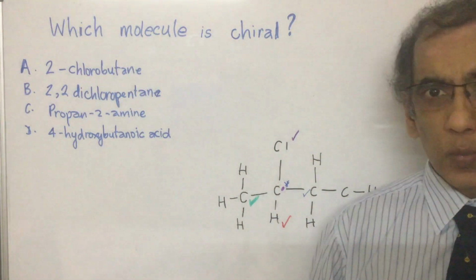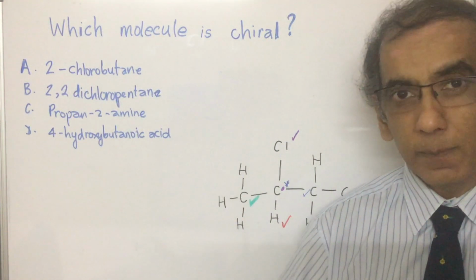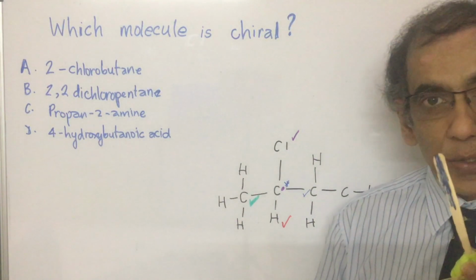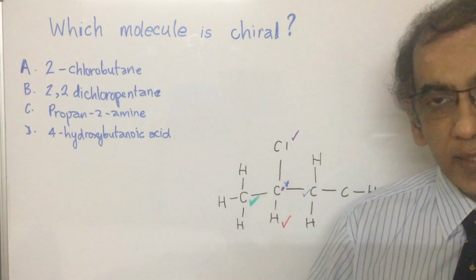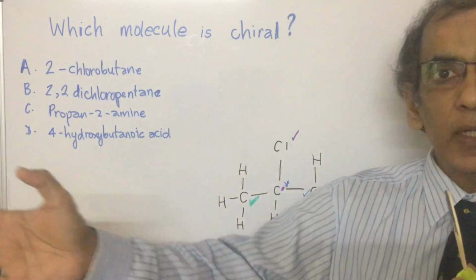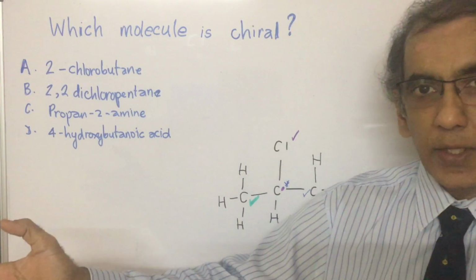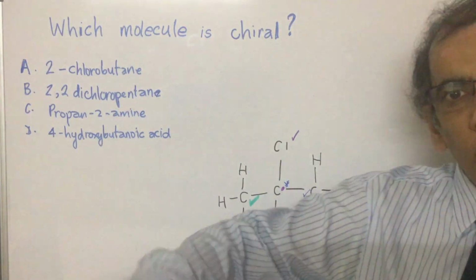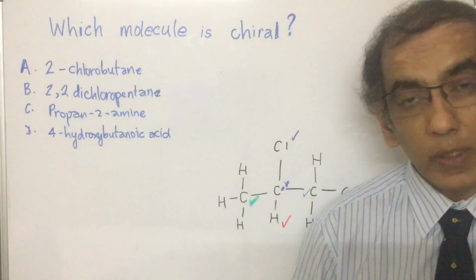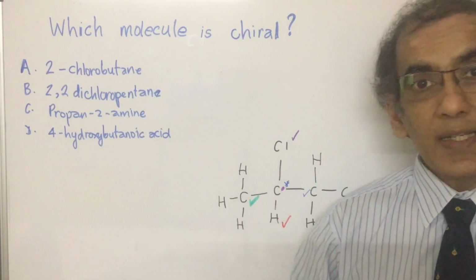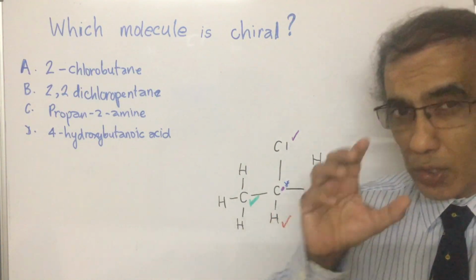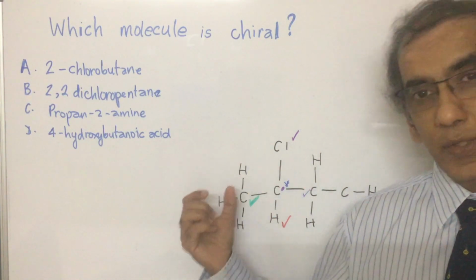How do you distinguish one optical isomer from another one? Well, each isomer rotates the plane of polarized light. Polarized light being light that's just vibrating in one plane. One of the isomers would rotate that plane in one direction, and the other one would rotate the plane in the opposite direction.